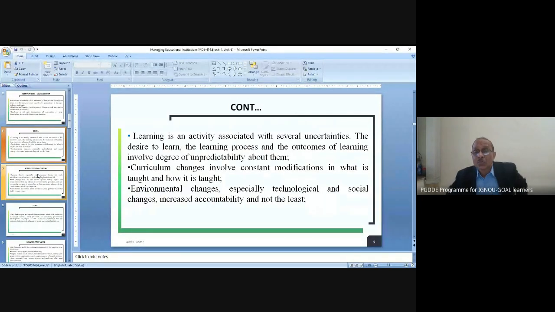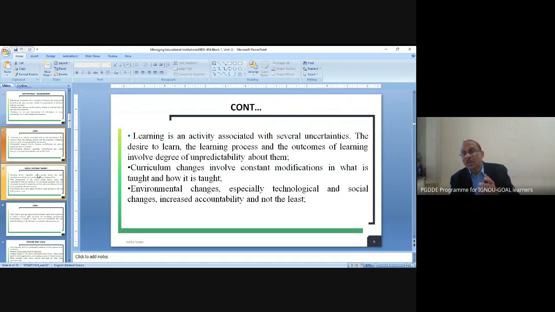Learning is an activity associated with several uncertainties. Those who are teaching in school or colleges know that learning is not guaranteed. Simply because you taught, it doesn't mean that I learned as a student. It depends on my level of comprehension, my level of understanding, my level of assimilation. As a teacher, you may not have addressed my ability and level, and I may not be able to do that. So naturally, learning is associated with several uncertainties.